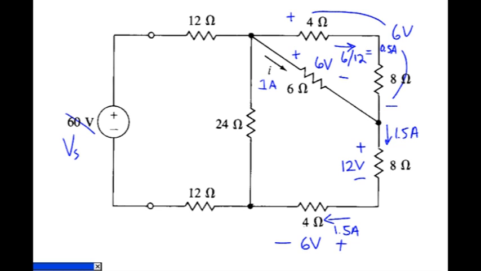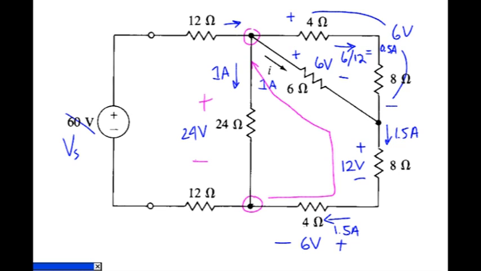So the next big thing we can do is note that going from this node to this node is the same thing as doing a 6 volt rise plus 12 plus another 6 volt rise. That means we have a voltage drop, or voltage across the 24 ohm resistor, of 24 volts. 24 volts divided by 24 ohms means we have 1 amp right there.